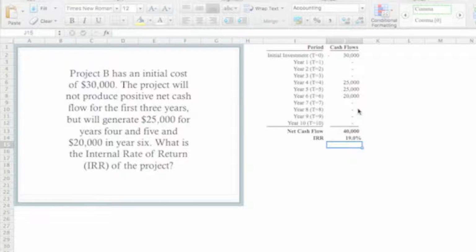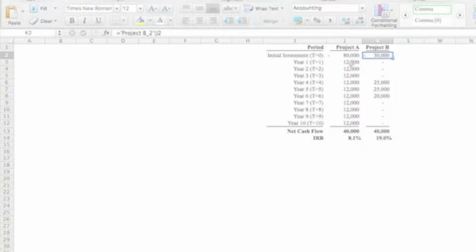So why is this higher? It generates the same net cash flow, $40,000, but the initial investment is less, so these cash flows that are coming in are more when compared to the initial investment of $30,000.